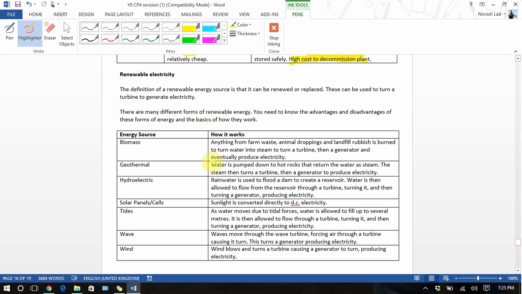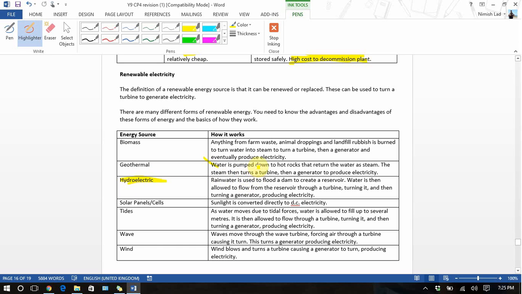So there are many different forms, and you need to know how they work, and also the advantages and disadvantages of these two. So biomass is like burning waste from animals, and that heats water, turns a turbine, turns a generator, makes electricity. Geothermal, hot rocks in the ground, heats water, turns a turbine, turns a generator, makes electricity. Hydroelectric, okay, is when water falls down, rainwater is collected behind a dam, or water from rivers collected behind a dam, and then that water turns a turbine, turns a generator, makes electricity.